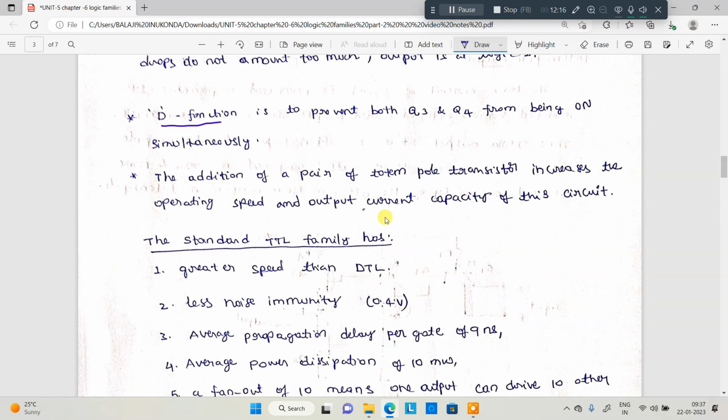Next, the addition of a pair of totem pole transistors increases the operating speed and output current capacity of the circuit. That is the main advantage of totem pole. In the examination, you may expect it. What is the purpose of totem pole stage in TTL logic? The importance is to increase the operating speed and output current capacity of the circuit.